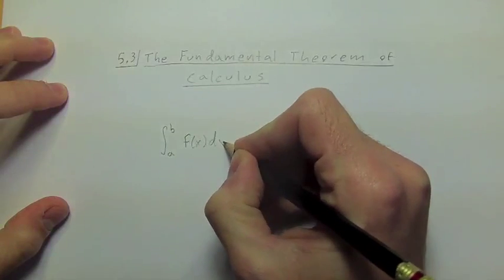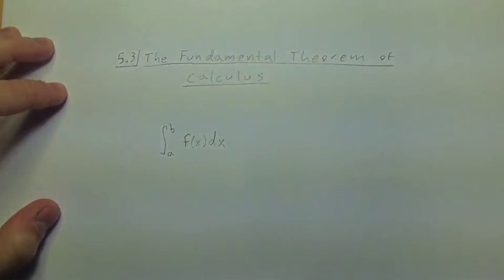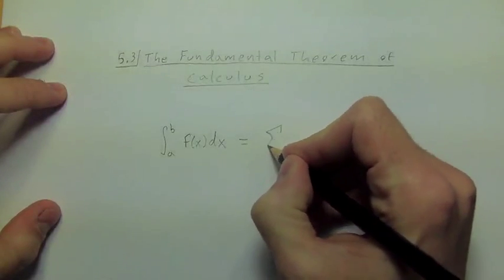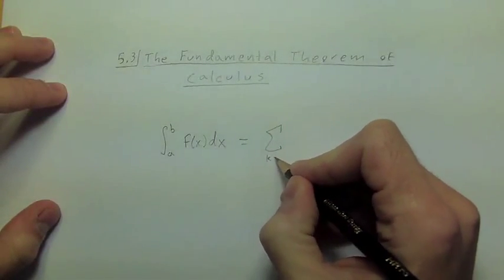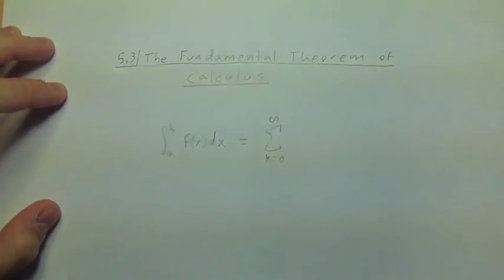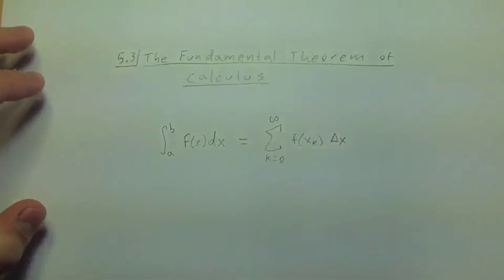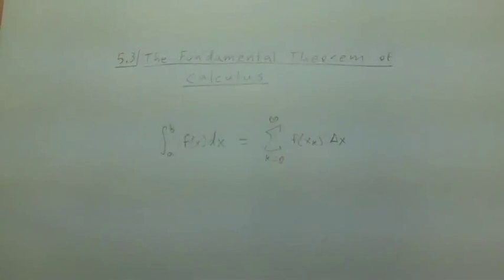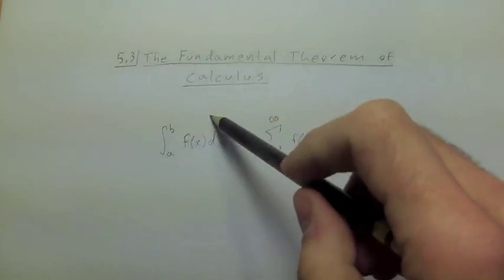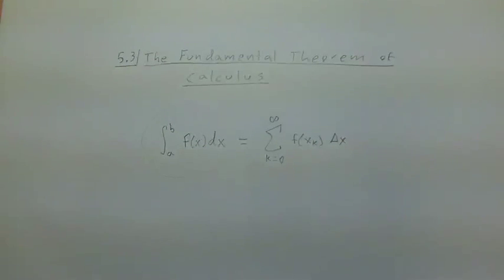It gives us a way to calculate this thing here, the definite integral from a to b of f of x dx, which, if you remember, was this really crazy infinite sum, right? Where k is going from 0 to infinity, f of x_k delta x. I mean, we're summing up an infinite number of things, and we're multiplying by this delta x, which is shrinking down to 0 at the same time. The fundamental theorem of calculus gives us a very, very quick way to actually calculate this thing here.